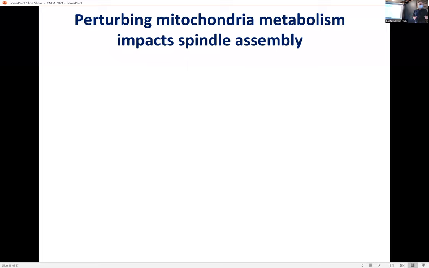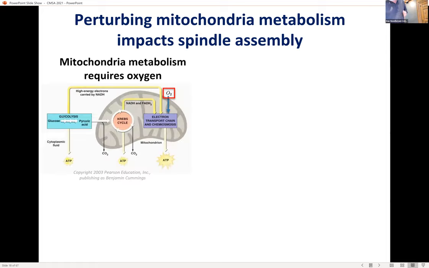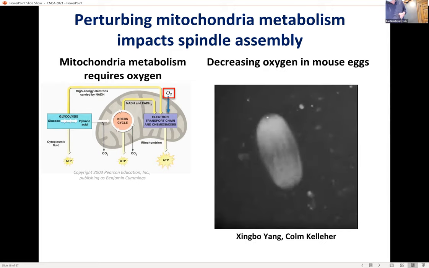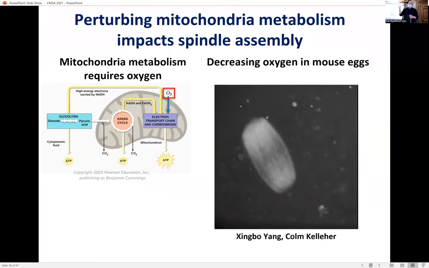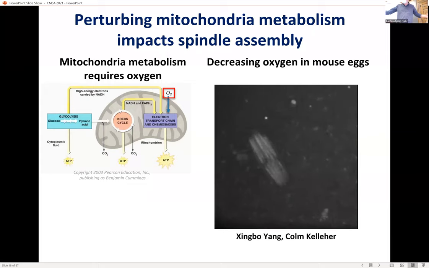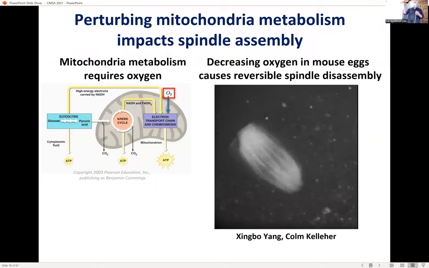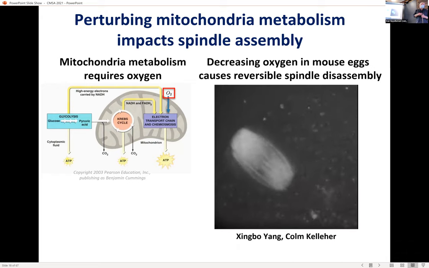So just to give a hint that there's something here, perturbing mitochondrial metabolism actually impacts spindle self-assembly. This is an experiment with two postdocs in the lab, Jingbo and Colin. Mitochondria do oxidative phosphorylation that requires oxygen. What they did is take a mouse oocyte and drop oxygen levels, and then the spindle disassembles, but when they raise oxygen levels, it reassembles.